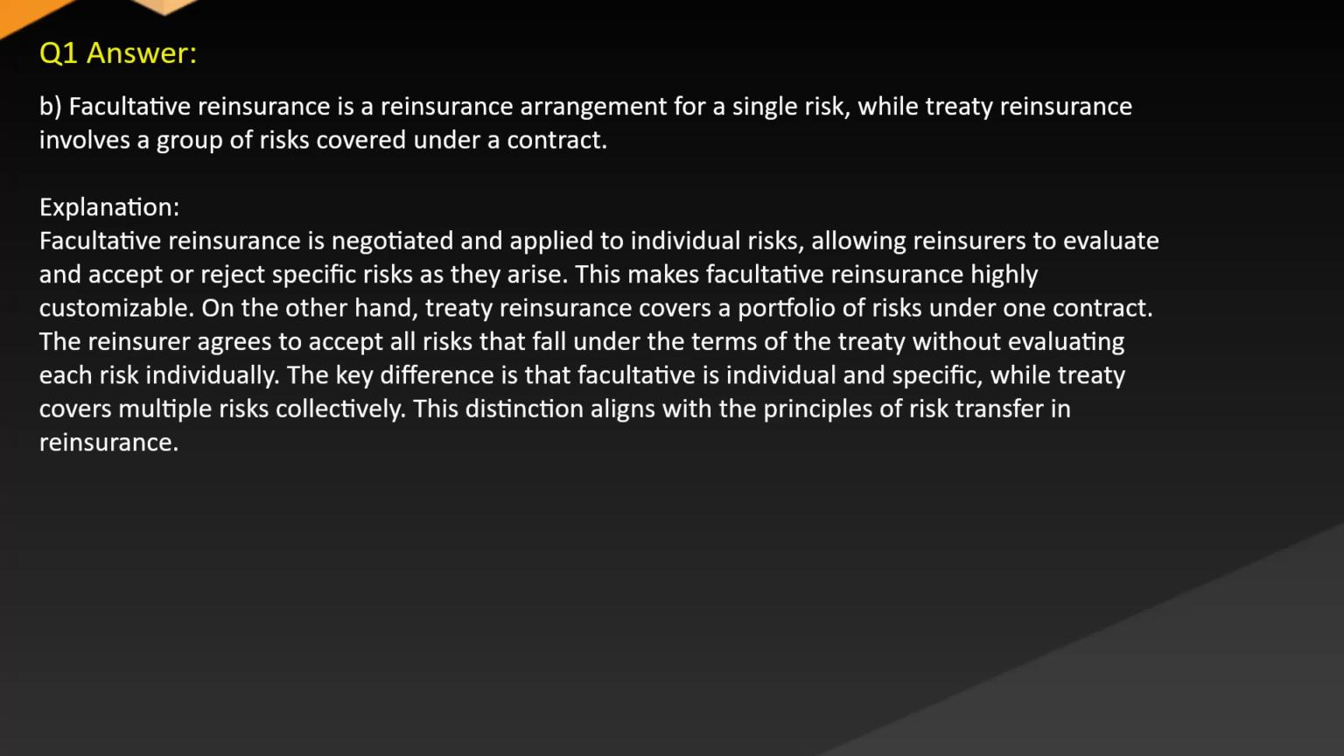On the other hand, treaty reinsurance covers a portfolio of risks under one contract. The reinsurer agrees to accept all risks that fall under the terms of the treaty without evaluating each risk individually. The key difference is that facultative is individual and specific, while treaty covers multiple risks collectively. This distinction aligns with the principles of risk transfer in reinsurance.